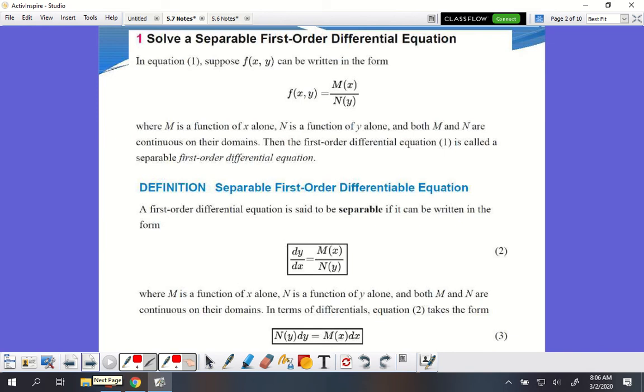So x is on, crap, I said it backwards. X is on the right, y is on the left. Because it usually comes out with a differential equation where it's going to look like this, where it's a dy dx. Dy dx, that means you're going to have your y's on the left and your x's on the right, and we're going to treat it like it is just algebra.